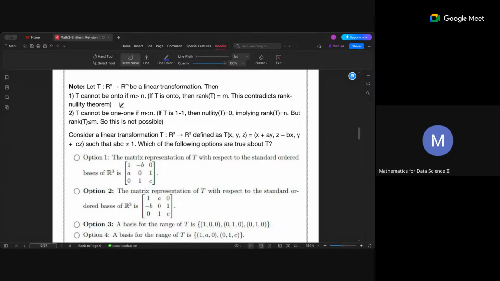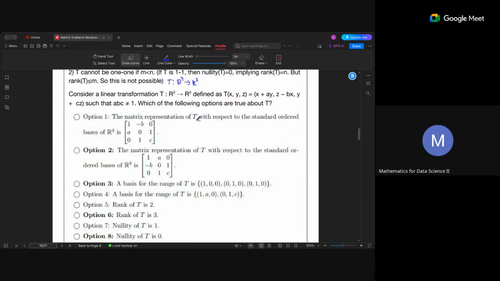So for example, take T from R2 to R3. Can this be onto? Not possible. In the same way, the other way around, T from R4 to R3. Can this be 1 to 1? No, it cannot be. Okay, fine.